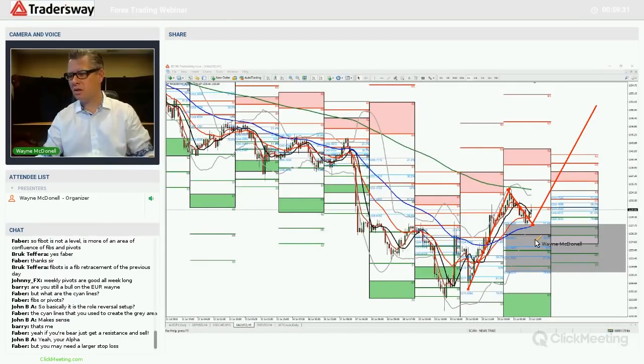Faber says, but you need larger stop loss. Larger than what? 10 pips? Then yes.